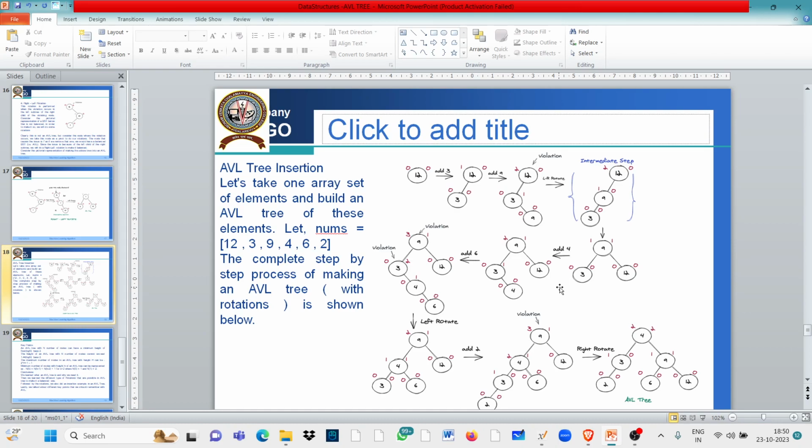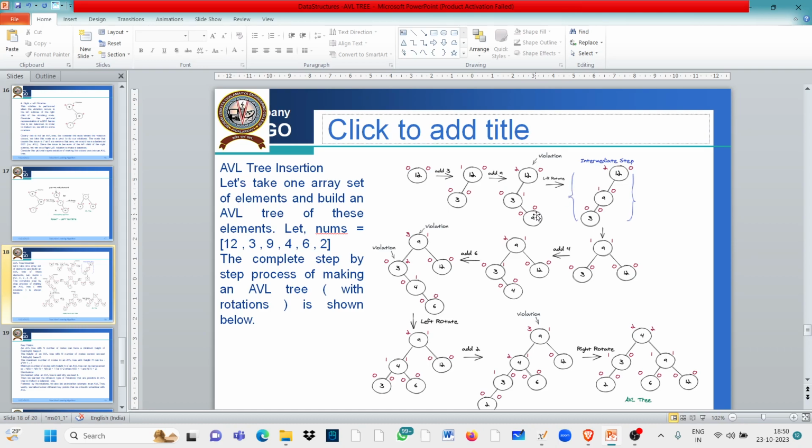Up to two elements you don't have any problem. Say suppose initially it was 12 and I insert 3. So 3 is less than 12, so I put it on the left. Here it is 0 0, here it is 1 0, I don't have any problem. But I want to insert 9. So 9 is less than 12, it should come to the left. Then 9 is greater than 3, it should come to the right. So it has come here.